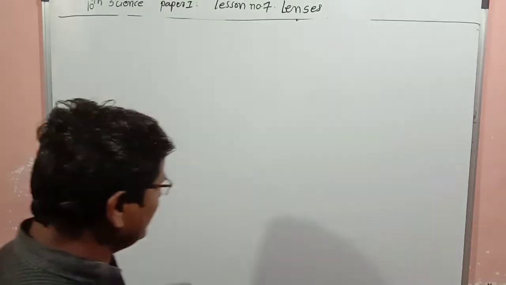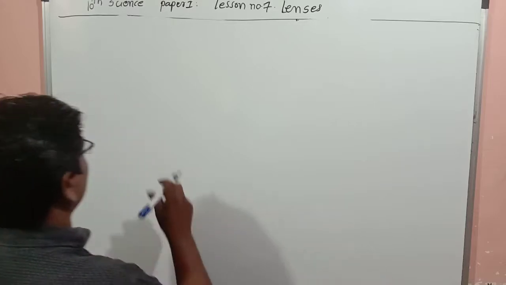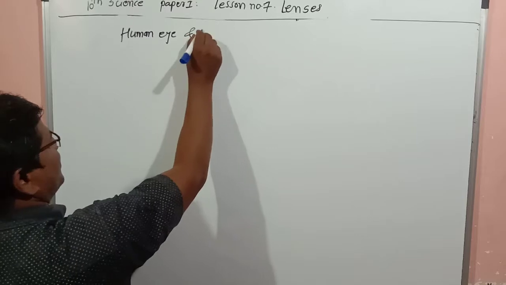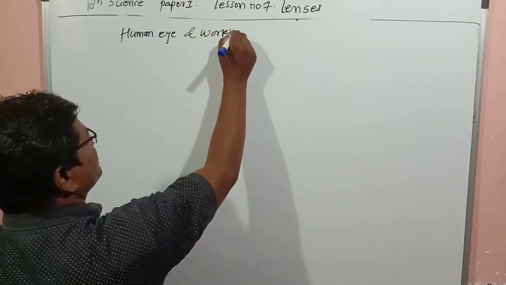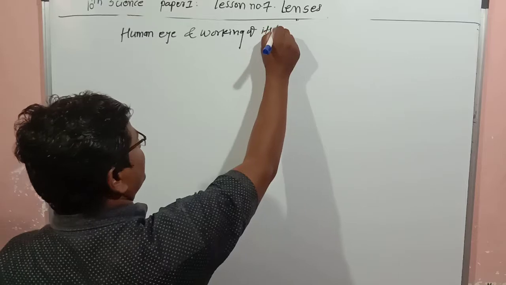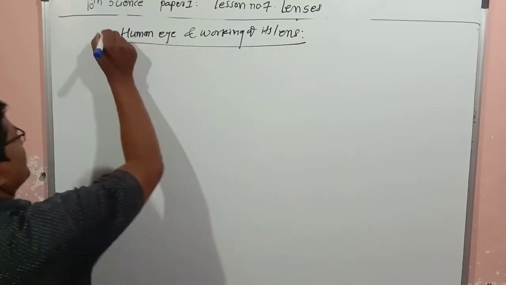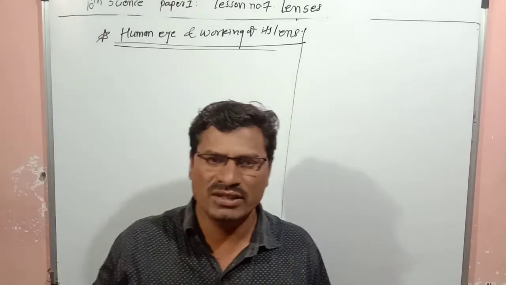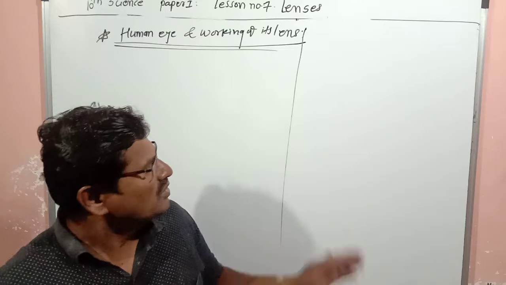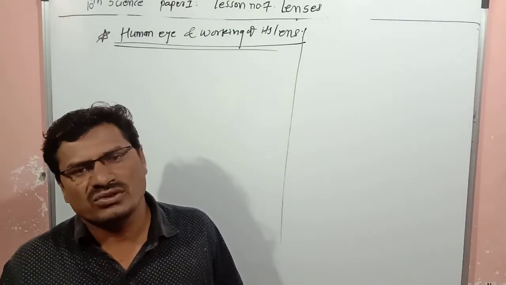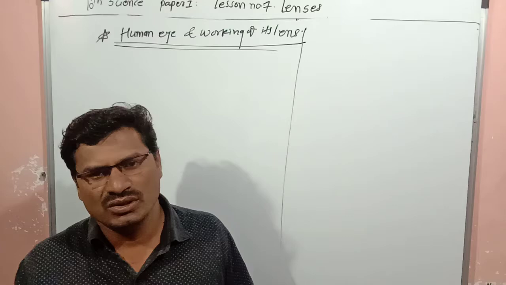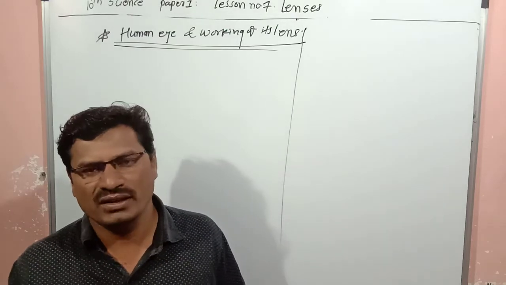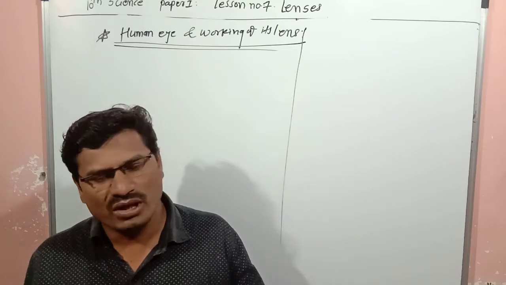Which point are we going to study? That point is the human eye and the working of its lens. In this article, we are going to study the structure of the human eye: which are the parts of the human eye, and what are the functions of those parts. One by one we are going to study.